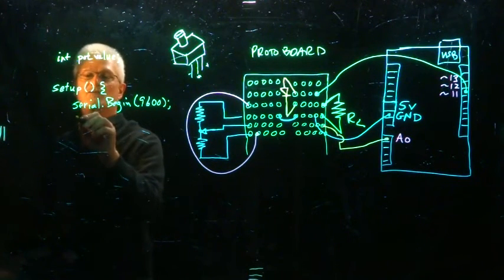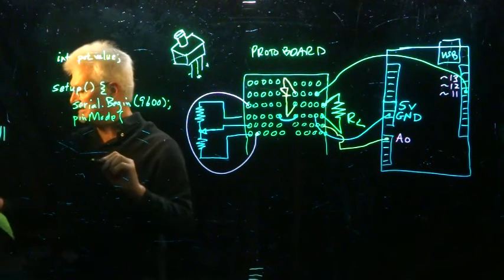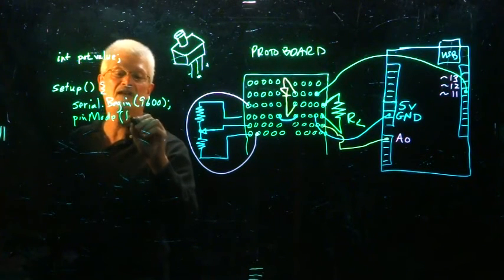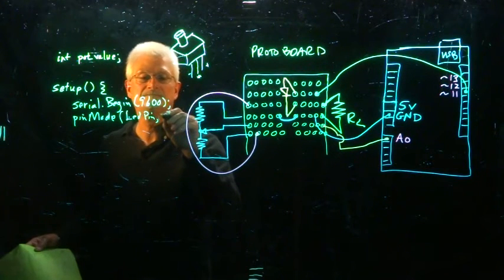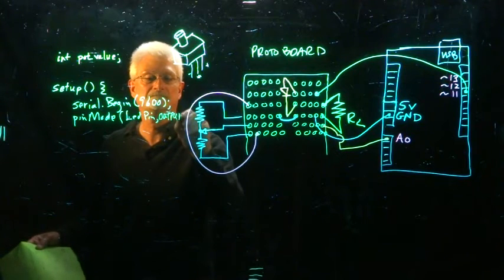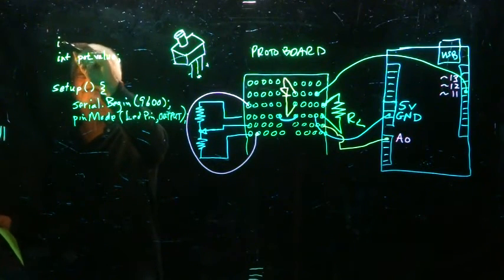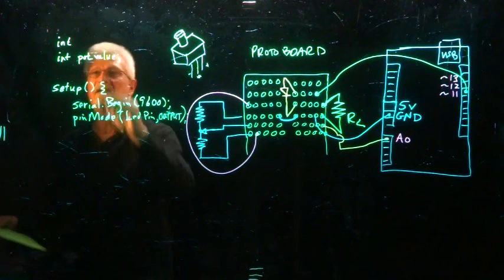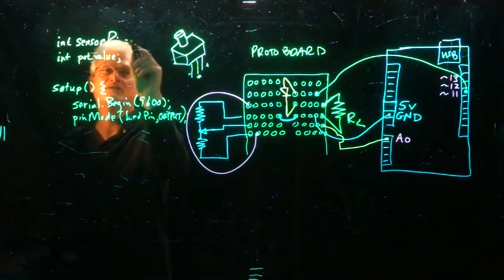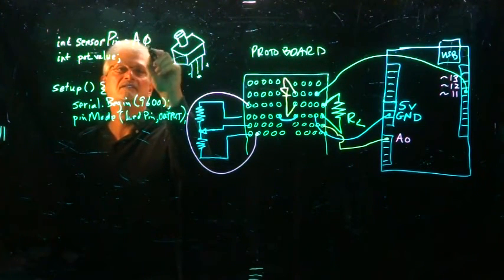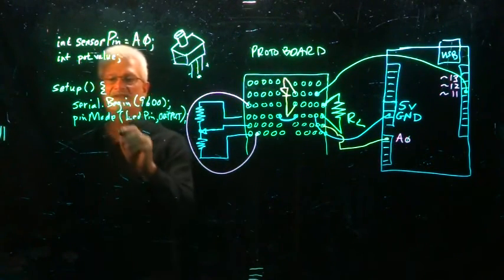And then we also want to use a function called pinMode. We're going to use our LED pin. Remember, we've already declared that on our last one. Up here in our integers, we also have to declare a new kind of integer. So we've declared our pot value, and I'm going to call this one sensor pin equals A0. So sensor pin is A0, so this is our A0. So that's our void setup.